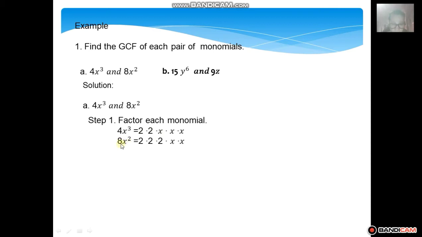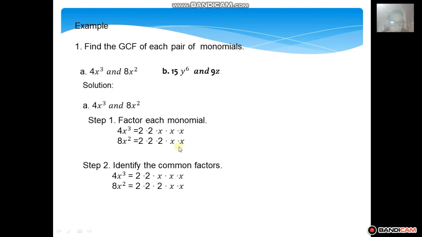So the factors of 8 we have here are 2, 2, 2. If we multiply these factors, we will go back to this number. Then the factors of x squared, we have 2 x's. Then for step 2, identify the common factors. The common factors are this one, and we also have this one.